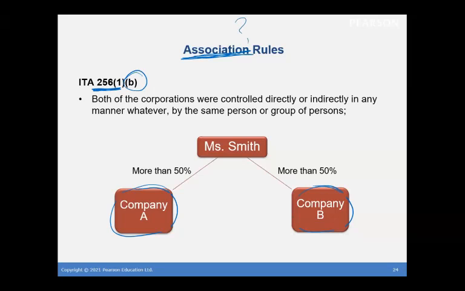So in this case, both of the corps are controlled by the same person or group of persons. That just simplifies it a little bit. This part where it says directly or indirectly in any manner, whatever, you're just going to see that every time. So if it's easier to read from the legalese, think about it this way. Both of the corporations are controlled by the same person or group of persons. So in this picture, both companies are controlled by Miss Smith.